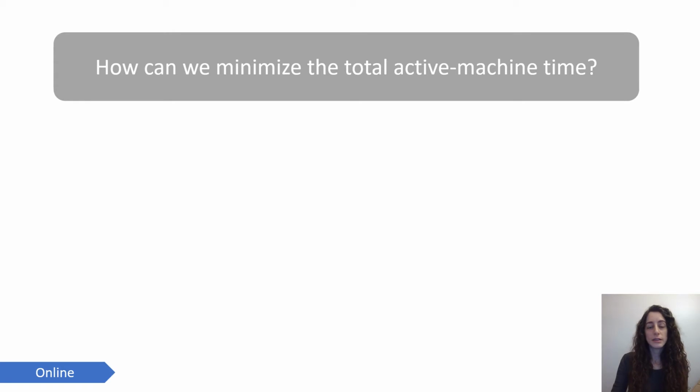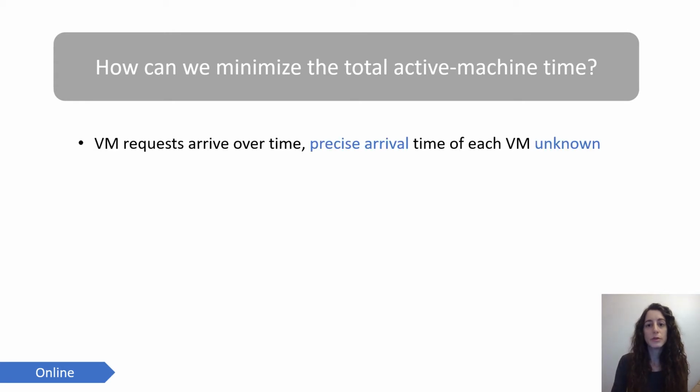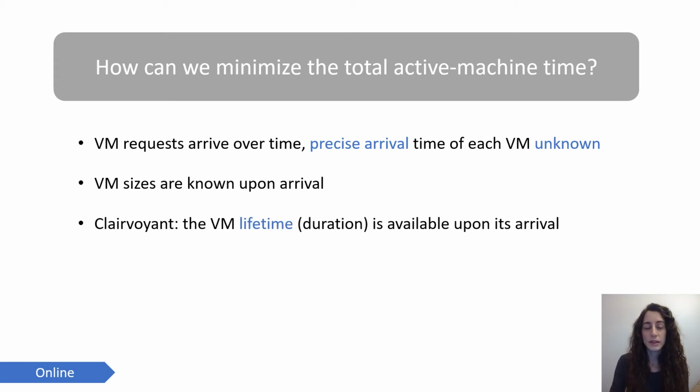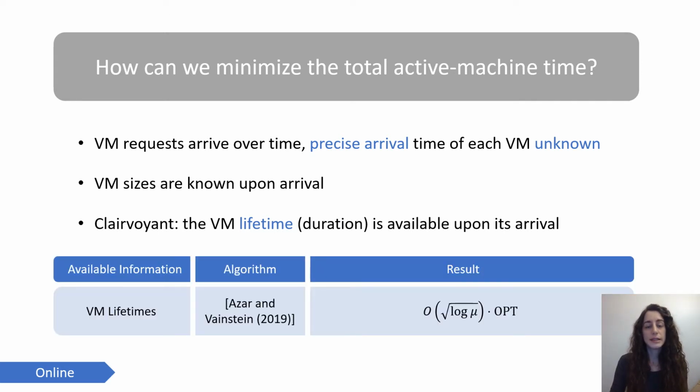In the online setting that is the focus of this talk, the VM requests arrive over time. The precise arrival time of each VM is not known ahead of time. When a VM arrives, its width or size is revealed to the scheduler. In the clairvoyant case, the VM's lifetime also becomes available upon its arrival. The best result in this setting is by Azar and Weinstein. They show a Θ(√log μ) competitive ratio and show that it is optimal.